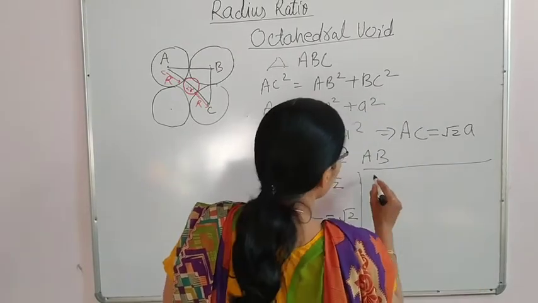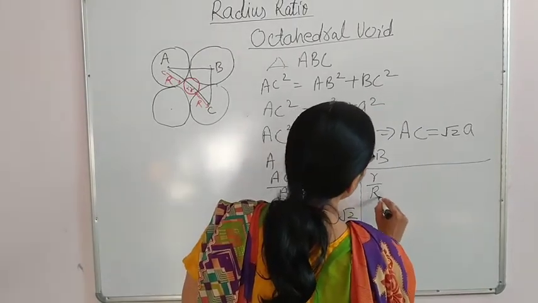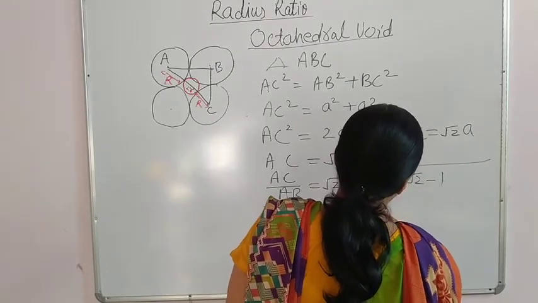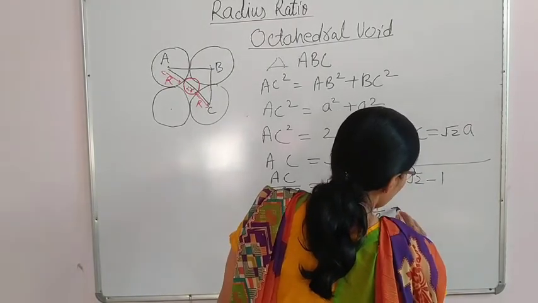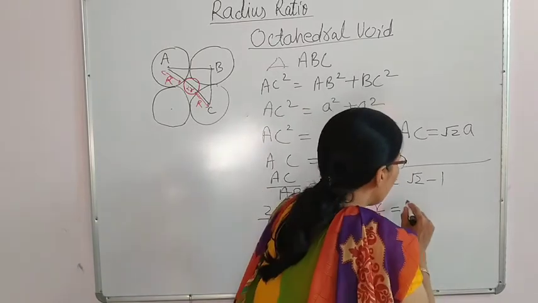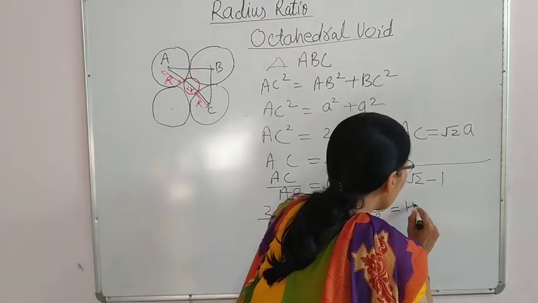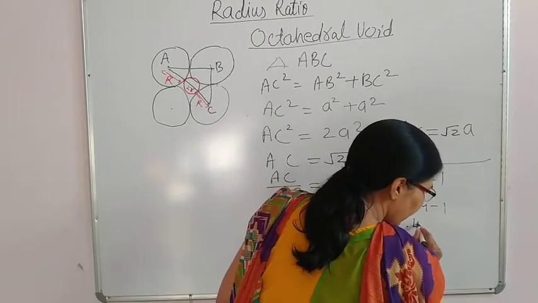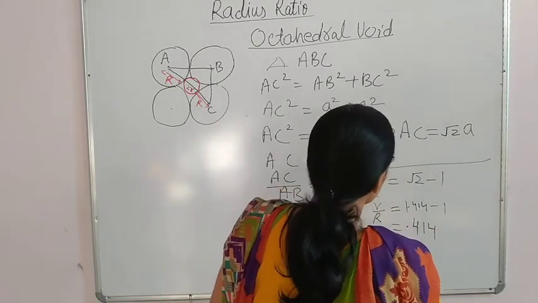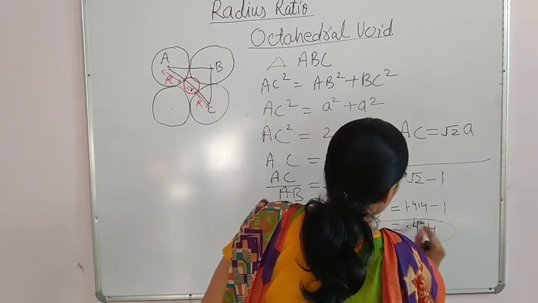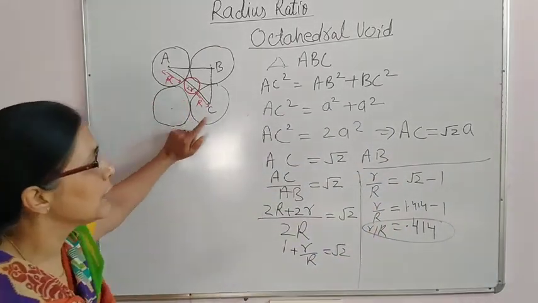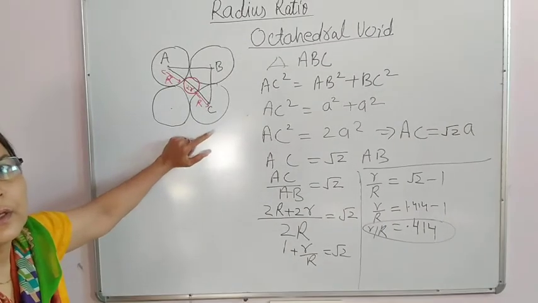So r upon R is equal to root 2 minus 1. r upon R is equal to 1.414 minus 1, which is equal to 0.414. So in all, the radius ratio of octahedral void is 0.414.